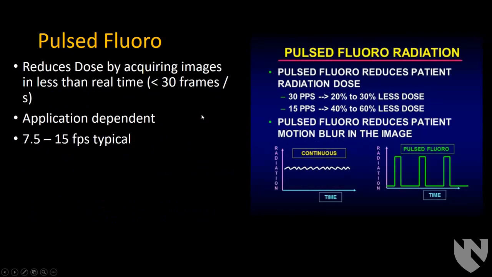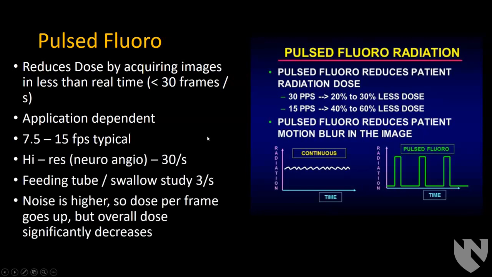Pulsed fluoro is another technology that is pretty much universal, but didn't used to always be there. So rather than having the X-ray on the entire time while you're fluoroing, you just do short pulses at a certain number of frames per second, or pulses per second. Usually it's 30 or less. 7.5 to 15 would be typical, but you can definitely do even fewer frames per second on things that don't require a lot of motion or a lot of time resolution.